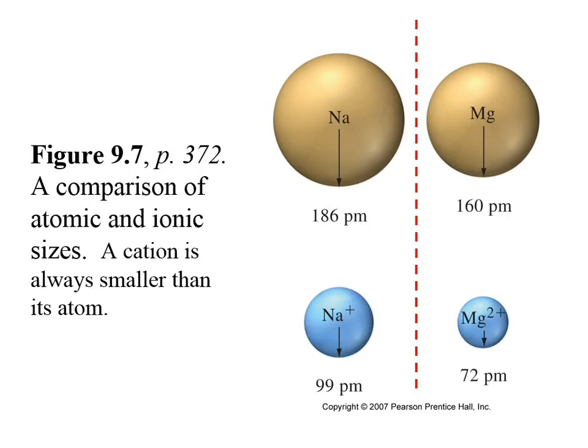So taking a couple of metals and showing how they lose electrons. Sodium, 1A, loses 1 electron. Magnesium, a 2A, loses 2 electrons. And guess what? They become smaller. I'll buy that.